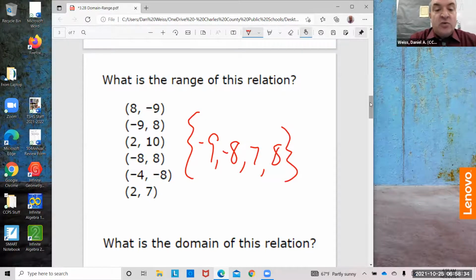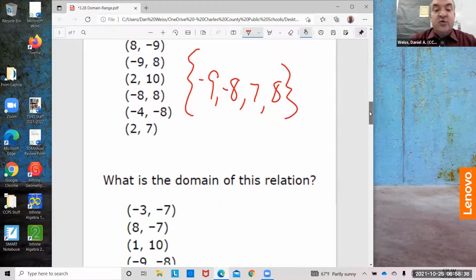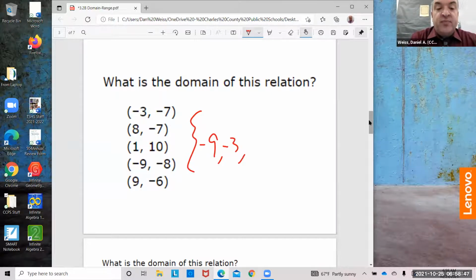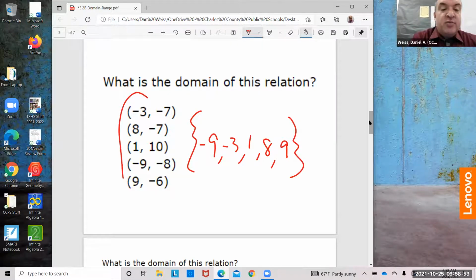What's the range? It's the y values. That's all you need to know. The range is the y values. The domain is the x values. What's the domain? The domain is -9, -3, 1, 8, and 9. The x values, put them in order. That's it.